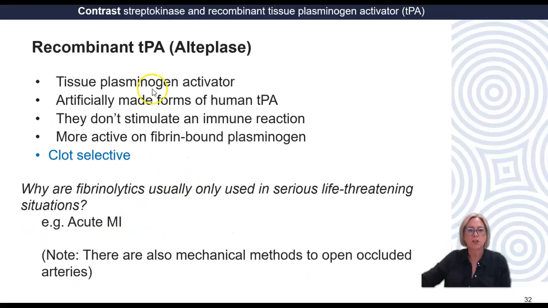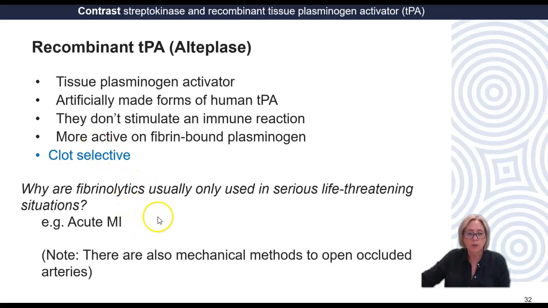Recombinant tissue plasminogen activator then is this artificially made form of the endogenous, naturally occurring human tissue plasminogen activator. These drugs don't stimulate an immune reaction, and they seem to be more active on fibrin-bound plasminogen, reducing side effects, and therefore they're known to be clot selective.